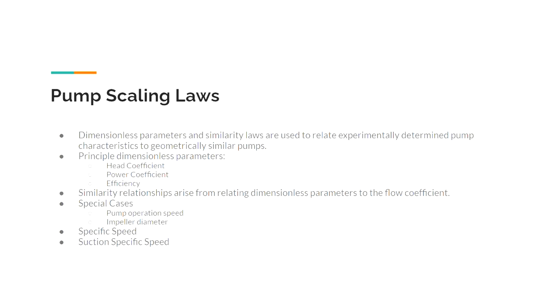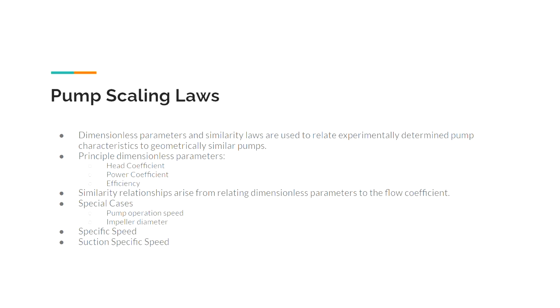Pump scaling laws include dimensionless parameters and similarity laws that relate experimentally determined pump characteristics to geometrically similar pumps. The most important dimensionless parameters include the head coefficient, the power coefficient, and efficiency. These dimensionless parameters are a function only of the flow coefficient and therefore provide desired similarity relationships for two pumps operating at the same value of flow coefficient.